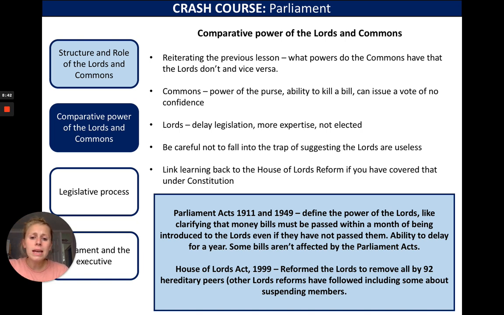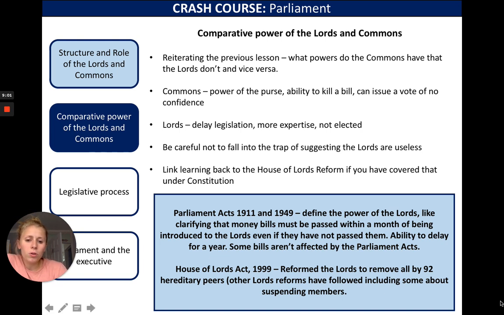And then if you can link this learning back to the House of Lords reform that you would have covered in the Constitution, or if you're going to cover that, it's a good point to say, this is really important, we're going to come back to this issue of the Lords and how we might not think it's the most useful and it's not elected. That's going to come up with Tony Blair and further attempts to talk about the reform of the Lords.